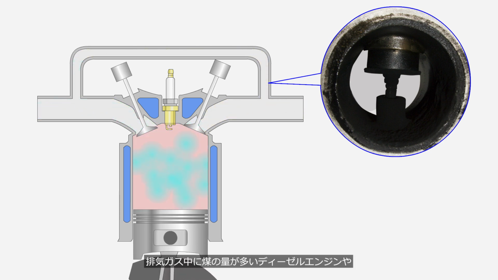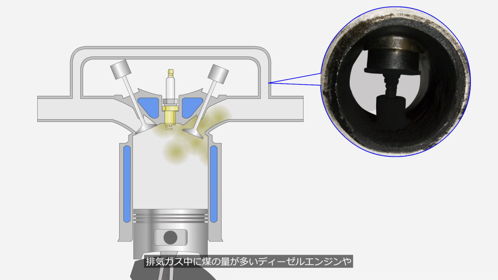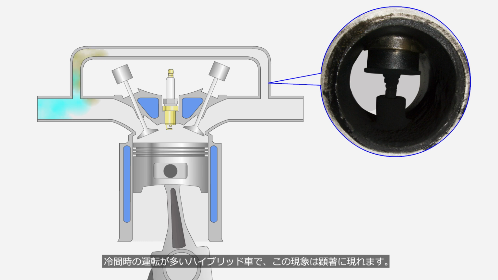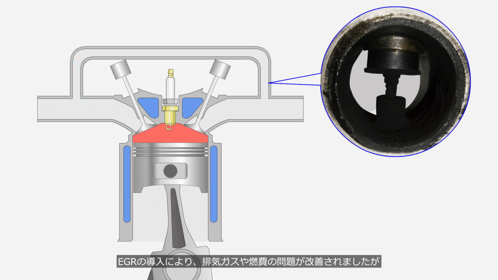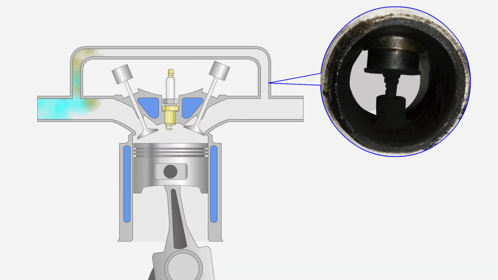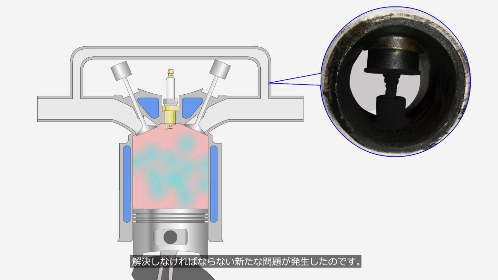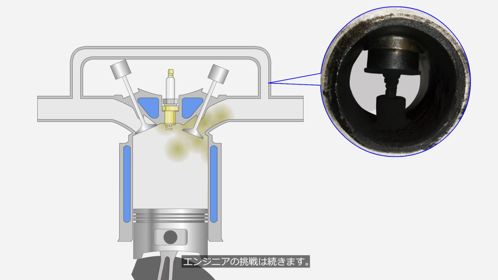This phenomenon is particularly noticeable in diesel engines with a high amount of soot in the exhaust gases, and in hybrid vehicles that often operate in cold conditions. The introduction of EGR has improved issues with exhaust gases and fuel efficiency, but it has also brought about new problems that need to be addressed. The engineer's challenge continues endlessly.